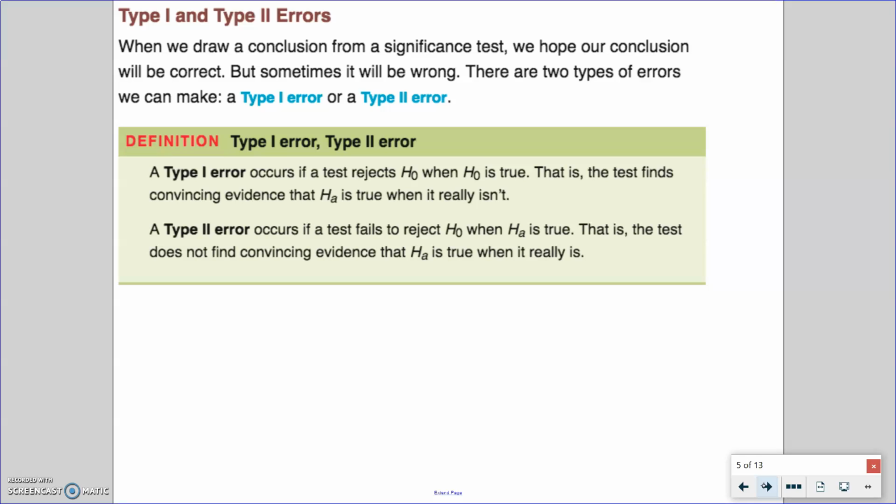Basically, a type 1 error occurs if the test rejects the null, but the null is actually true. And a type 2 error is if the test fails to reject the null when the alternative is true. Basically, these two errors happen when we get data, we say, nope, the null's false, my new information is better, and then it's like, oh, actually I was wrong. It doesn't happen very often, but it can. And it's really hard to remember which one's which.